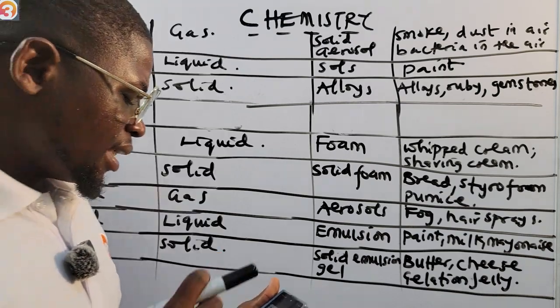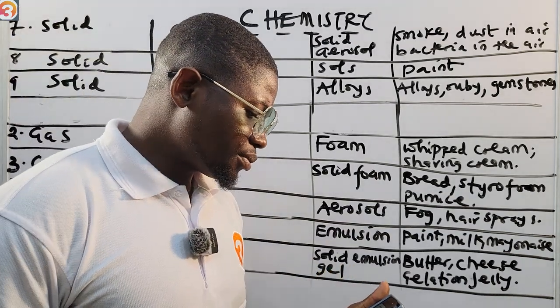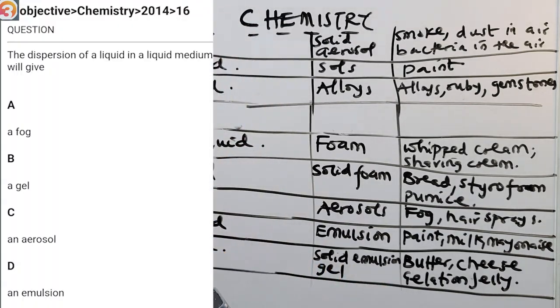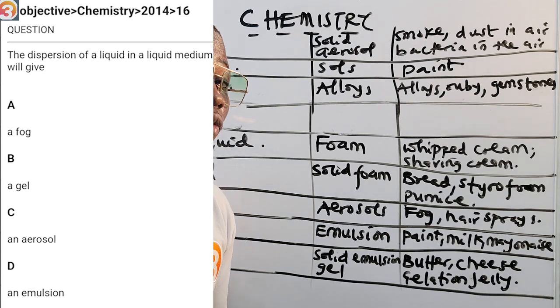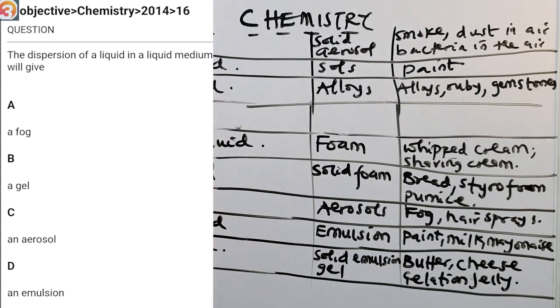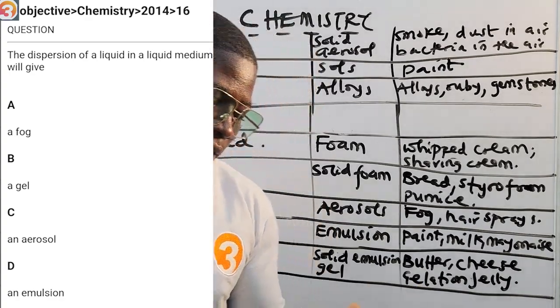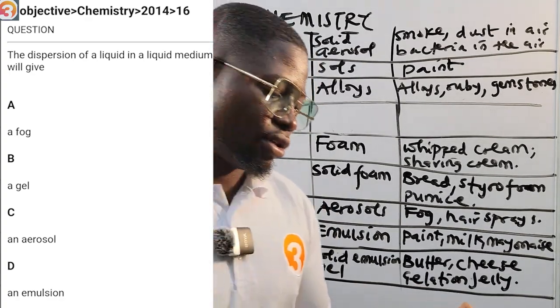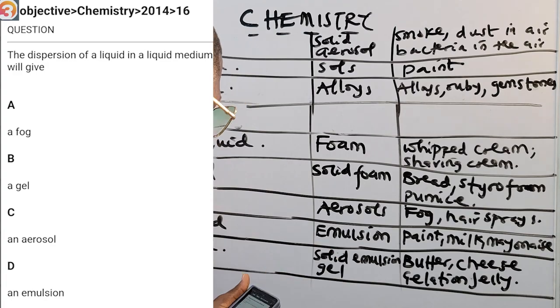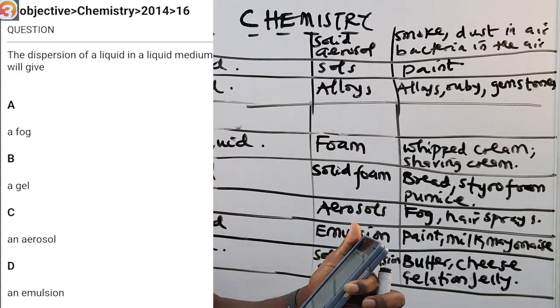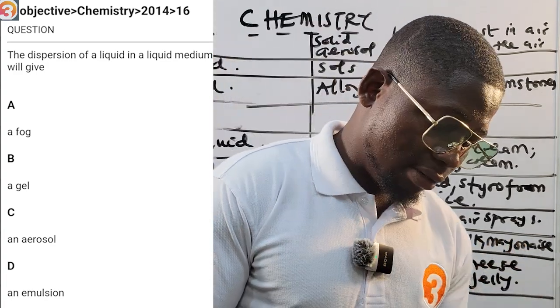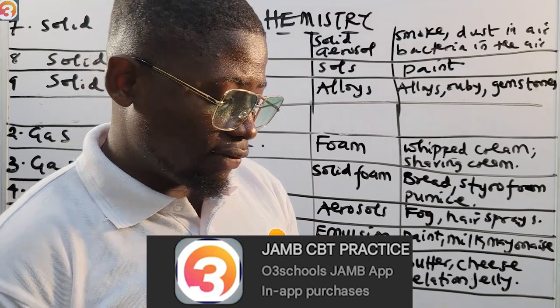So then let us go to another question. They say the dispersion of a liquid in a liquid medium will give what? Emulsion, right? A, a fog. B, a gel. C, an aerosol. D, an emulsion. So let's see another question. I think we have seen some of the questions we have screenshotted.